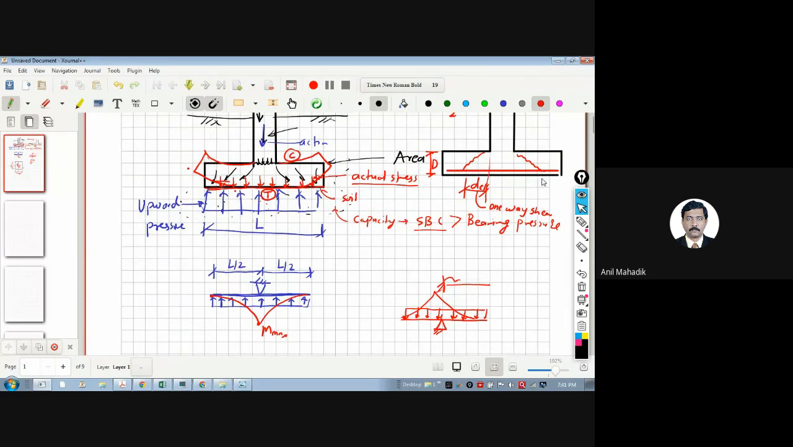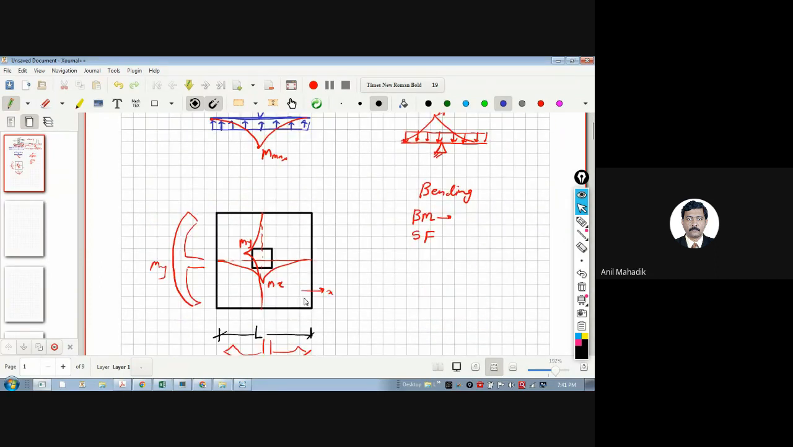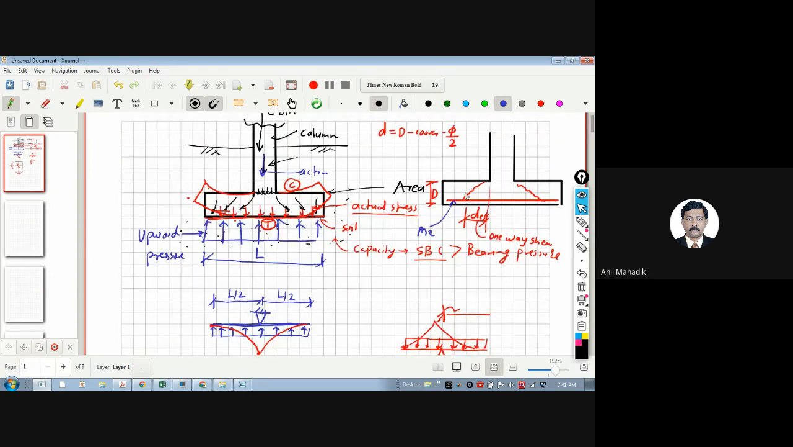One thing is pending. This will be the bending moment, and we will design this steel for moment Mx in this case, because this is the Mx moment in the x direction. There is a moment in this direction also, that is My. Because this will bend like this also, we will provide steel along that direction also.